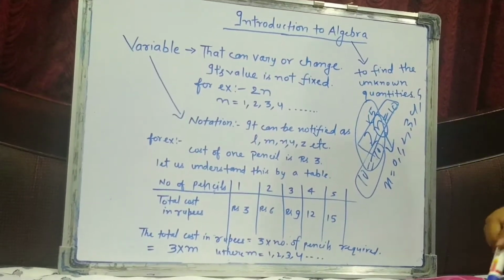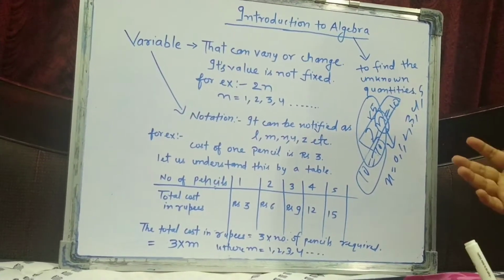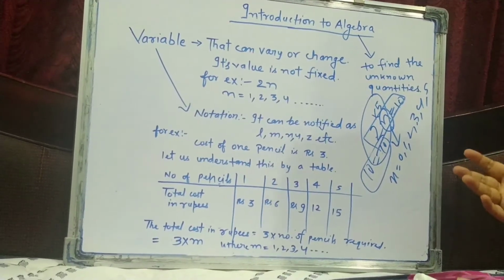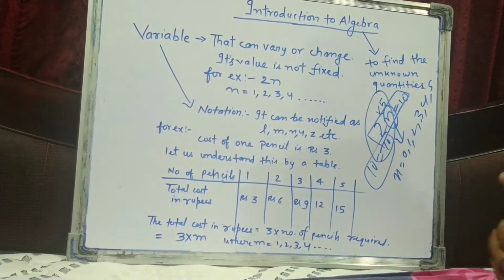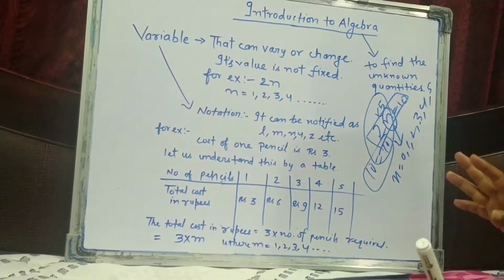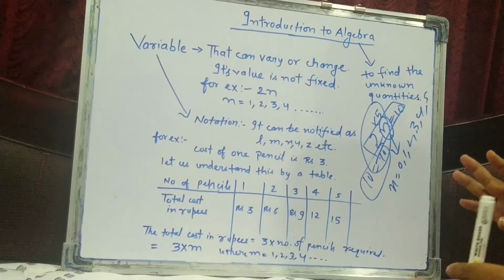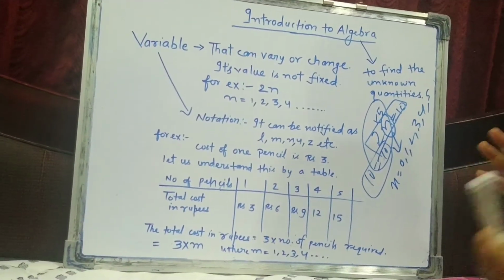Now, how will we denote the variable? It can be denoted as x, y, z, l, m, whatever you want. I will give you one example so that it gives you clarity.